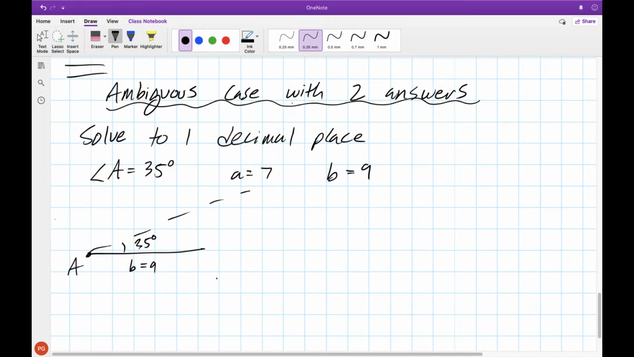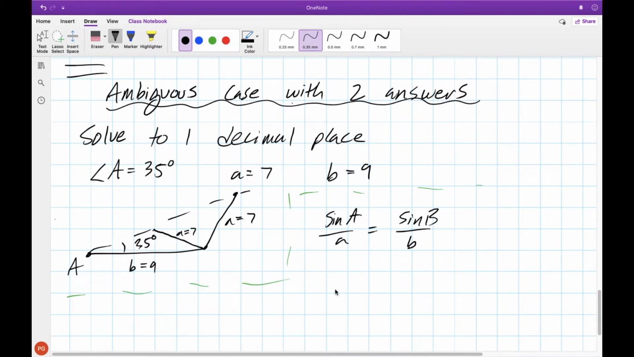With our first piece of information here, it looks like we could definitely connect this triangle over here with our other side A, but it also looks like we could angle our side this way and also get our triangle to close. And as we'll see, this is the case, and this is going to be an example of our ambiguous case, where we get two different answers.